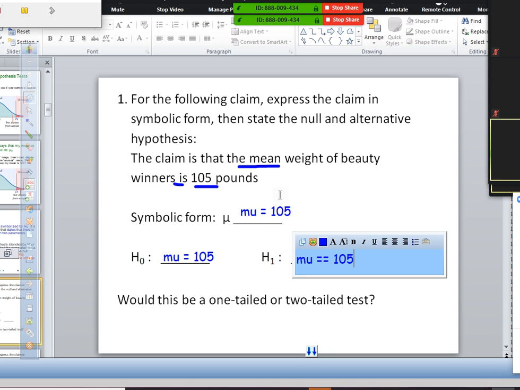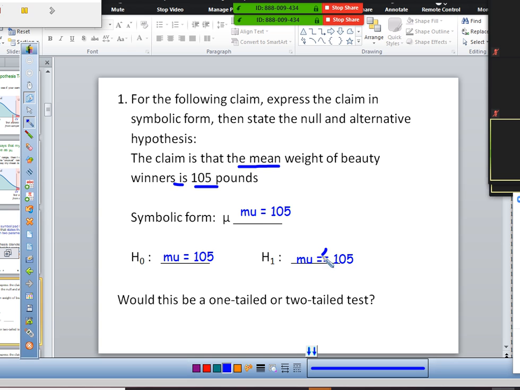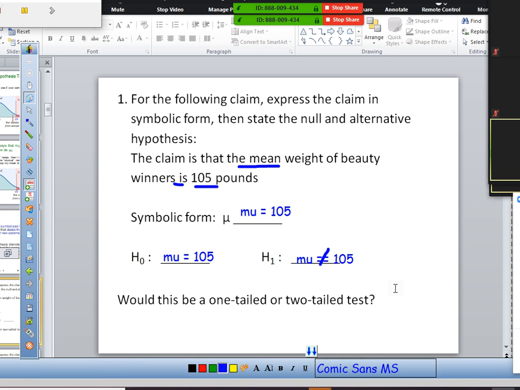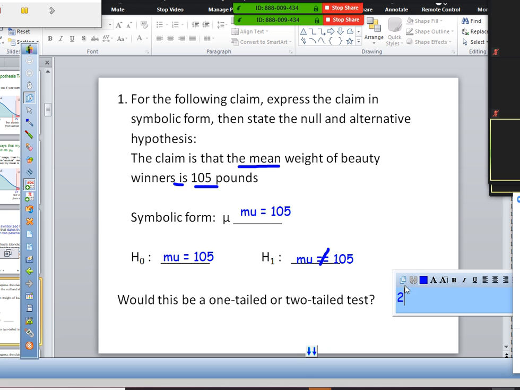Let me see if I can draw this correctly. That was kind of good, not horrible, not great. There we go, that's better. Okay, so mu is not equal to 105. Is this one-tailed or two-tailed, guys? What do you think? One or two-tailed? Anyone? Two-tailed, exactly. Two-tailed. Perfect.